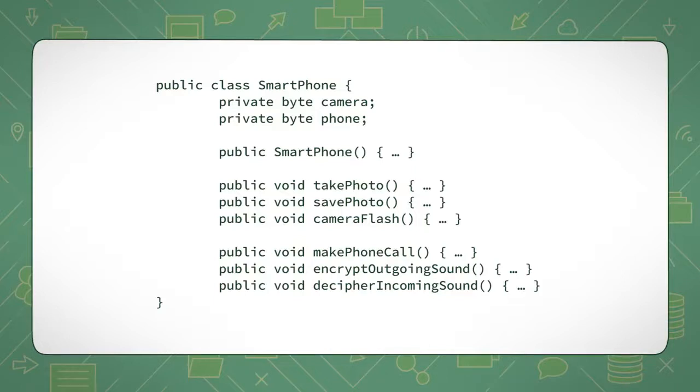Furthermore, our smartphone components do not offer us any modularity. We cannot access the camera or the phone separately if we were to build another system that required only one or the other. We cannot replace our current camera with a different camera, or replace it with a completely different object, without removing the code for the camera completely in this class.